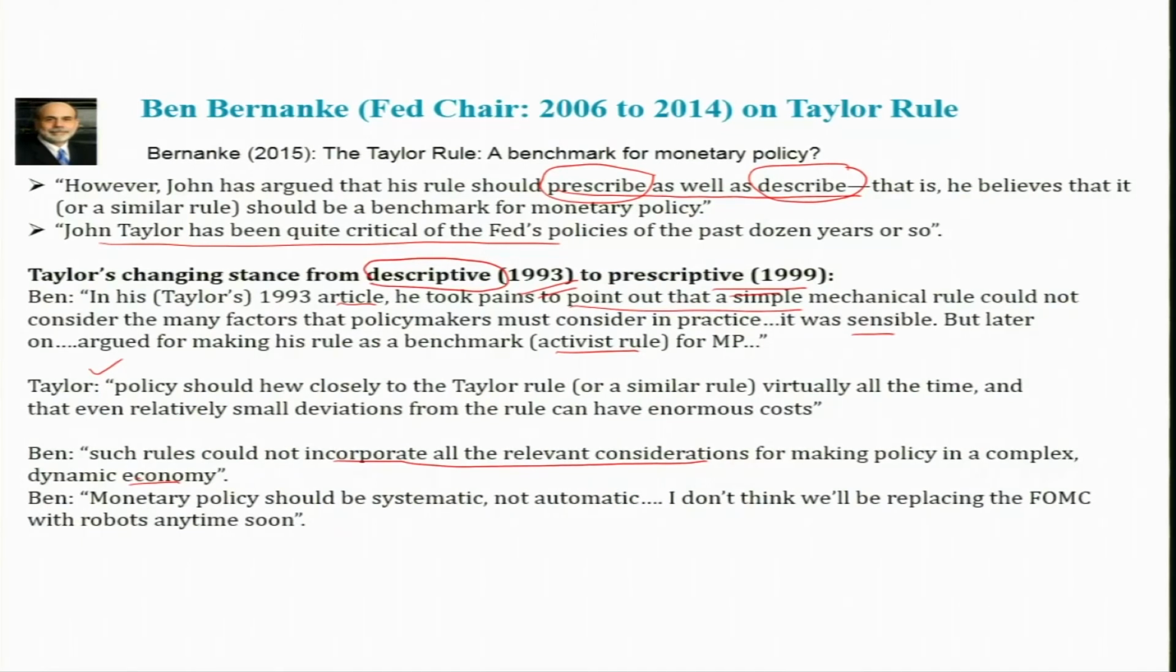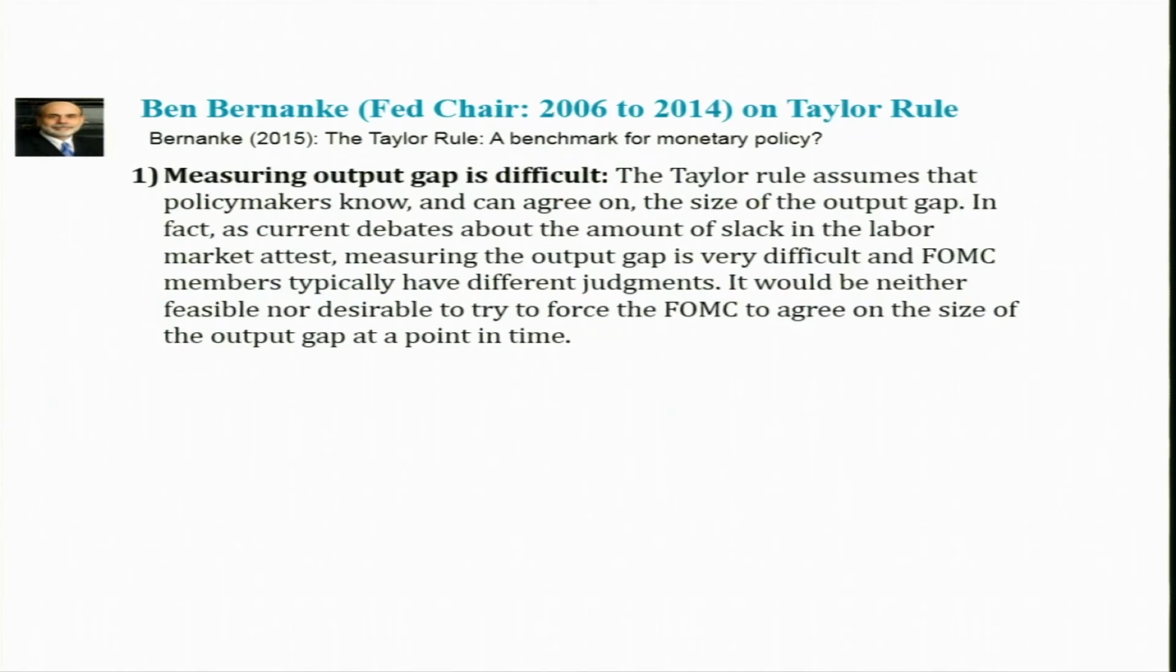So monetary policy should be systematic, according to Ben. That means based on all available information, and it should be more dynamic, not automatic, not programmed, not just following the Taylor rule. Instead, it should be more systematic. His argument is that I don't think we will be replacing the FOMC with robots anytime soon. That means his point is that it's not ideal to follow just a formula for implementing monetary policy. His various arguments against the Taylor rule: one is that measuring the output gap is difficult.